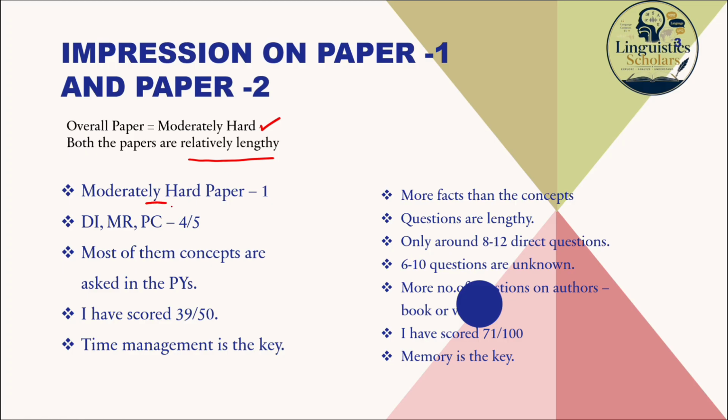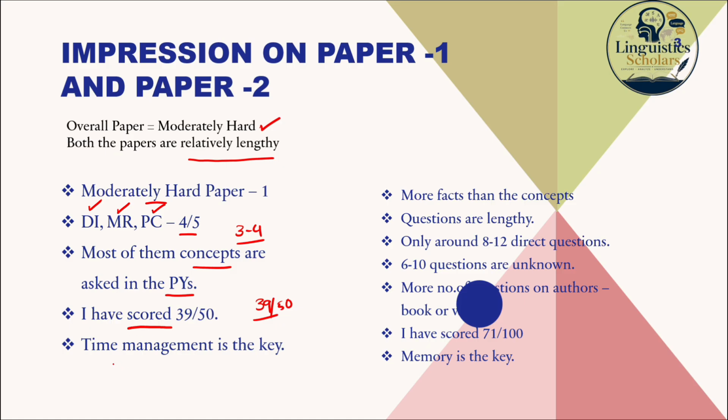Paper 1 is moderately odd, but in DI, mathematical reasoning and aptitude, and passage comprehension, you can easily answer 4 out of 5 questions. Most of the concepts were already asked in previous year questions. There are only around 3 to 4 questions with new concepts that were not previously discussed. And when I attempted, I was able to score 39 out of 50.